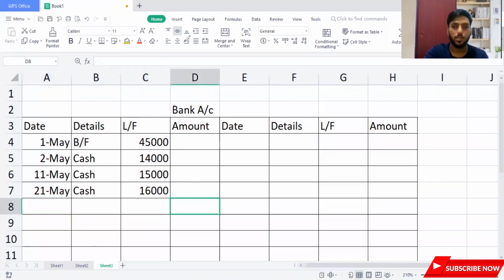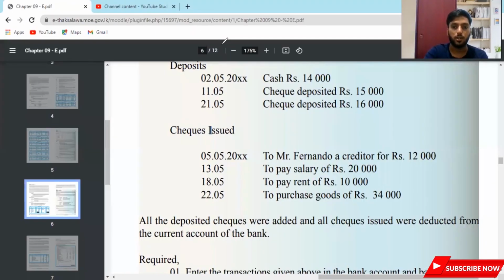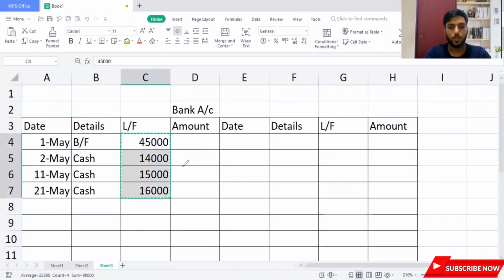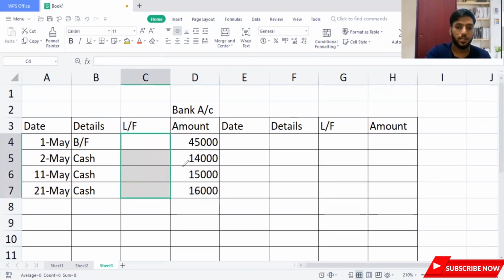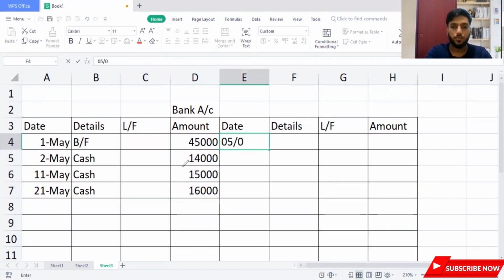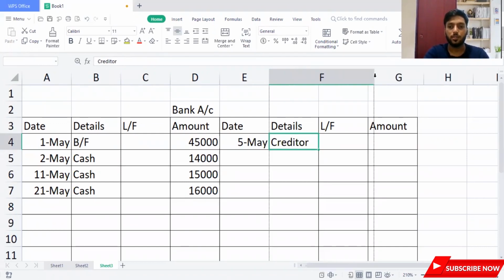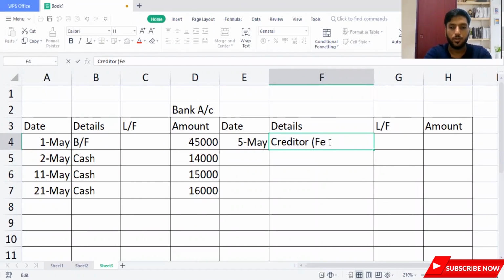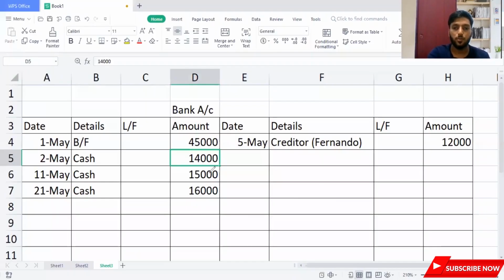Then I have issues of checks. What's the amount I have issued? To Mr. Fernando, creditor, rupees 12,000, on 5th of 5th. Guys, I have recorded it wrong, so let me take it to the amount column and delete it. So here I have 5th. I have paid a creditor, his name is Mr. Fernando. It's better if I write his name in between, because they have not given the check number in this. Anyway, guys, if you can understand, that's more than enough. So Fernando's check value is 12,000. I'll record 12,000 here. Done. Then we move on to the next part of the adjustment.